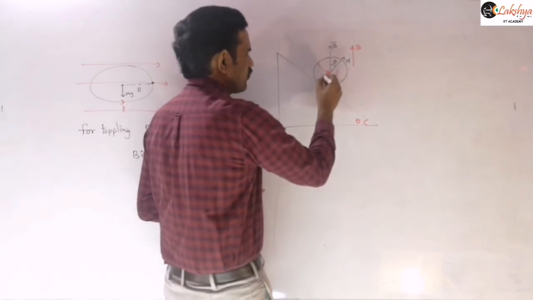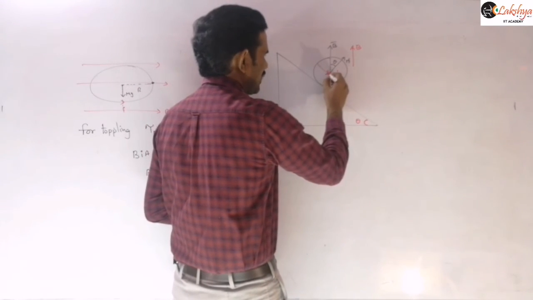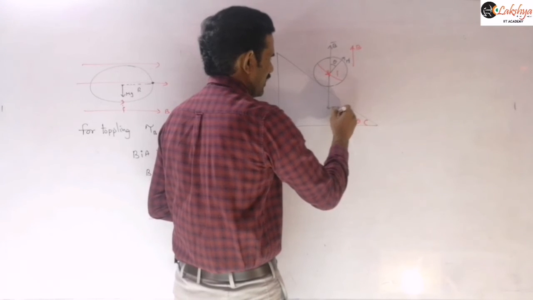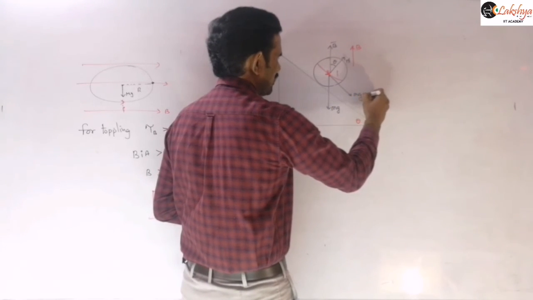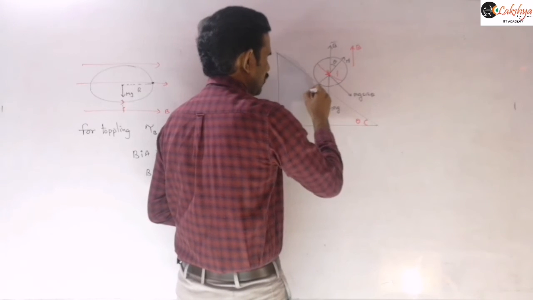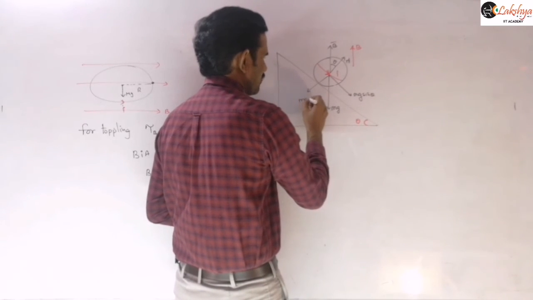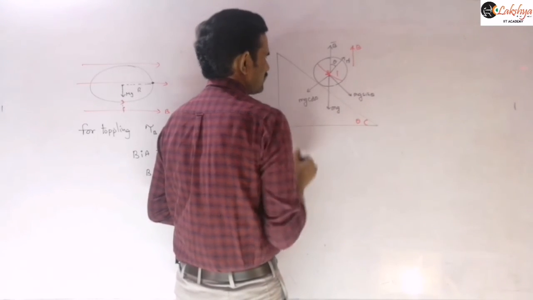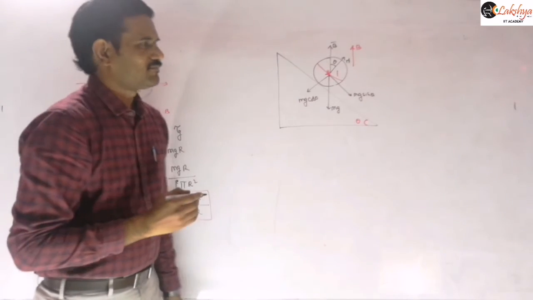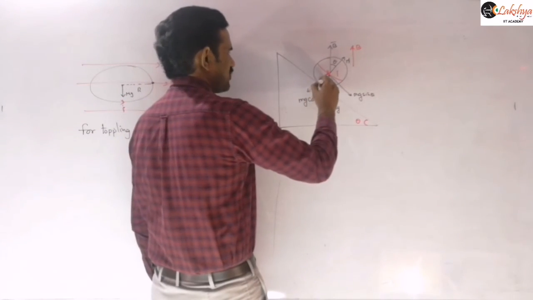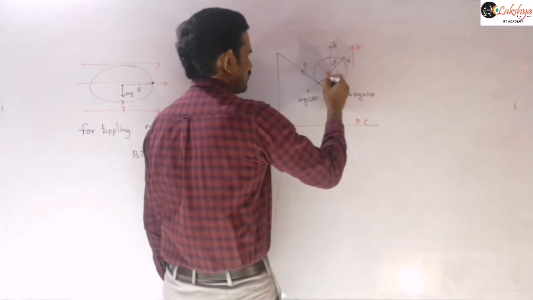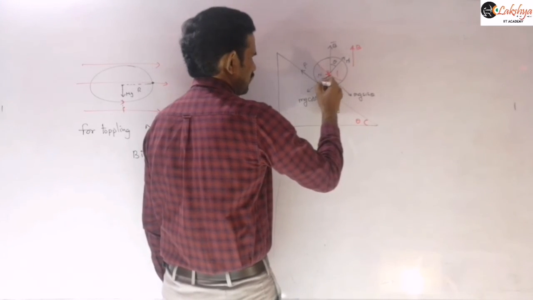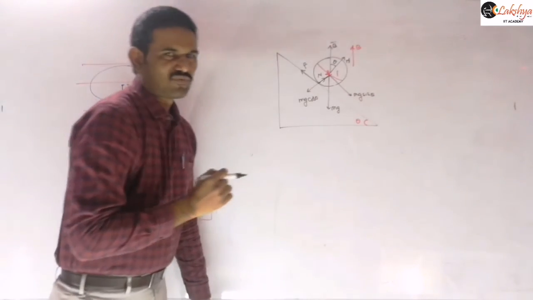and the remaining forces like mg will be there here, the weight of this sphere, and mg you can resolve into components. One component is parallel to this inclined plane, mg sin theta, and the other component will be perpendicular to this plane, mg cos theta, right? And now the remaining forces will be there: the frictional force acting along this direction, and the normal reaction from the floor at the point of contact.